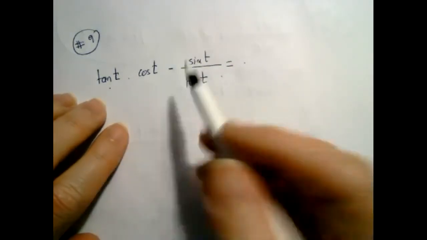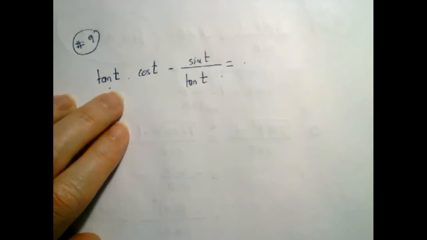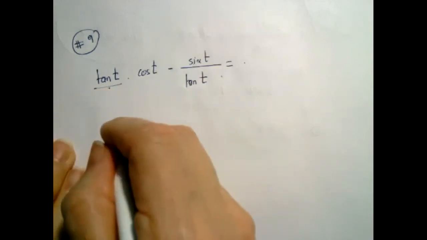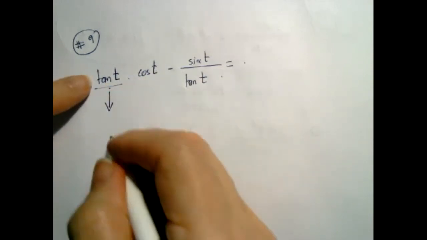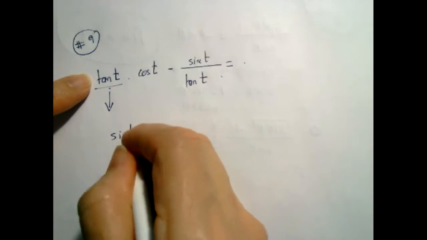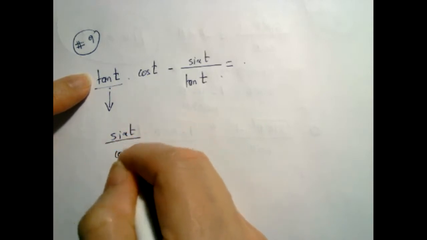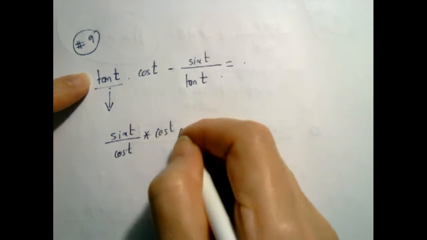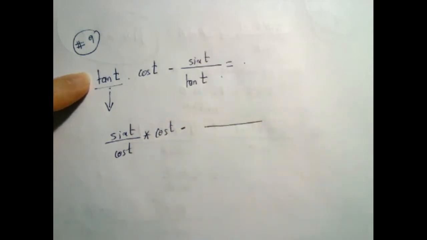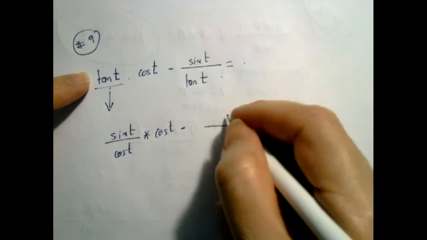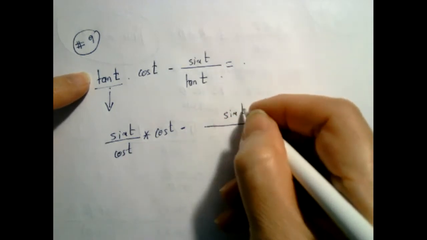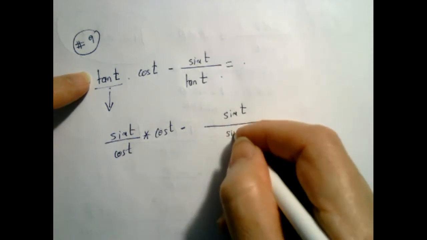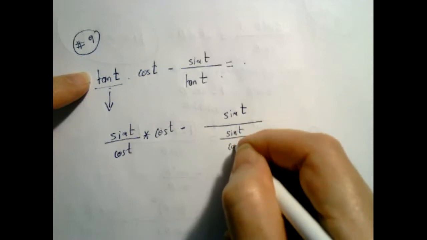So they don't want tangent. The question is clear here. How can I substitute tangent by its value? What's tangent? I'm going to substitute here sine over cosine times cosine. I am substituting verbatim. Substitute tangent by its value: minus the sine of t divided by the tangent, and the tangent is the sine over the cosine.